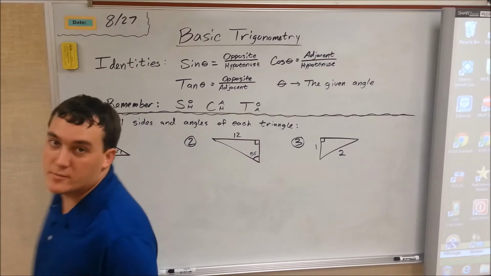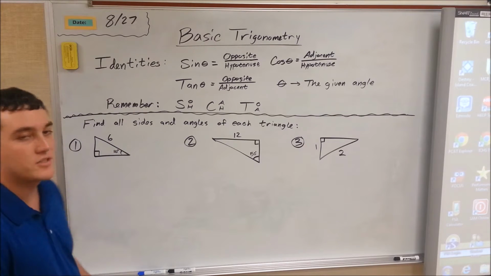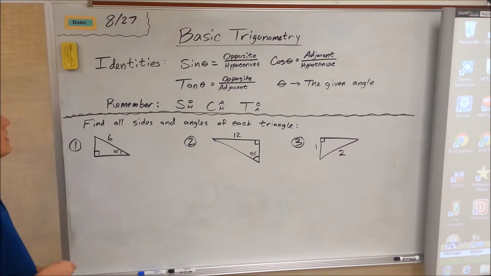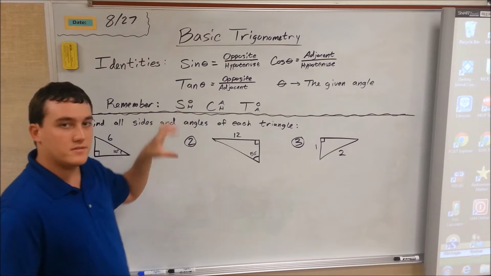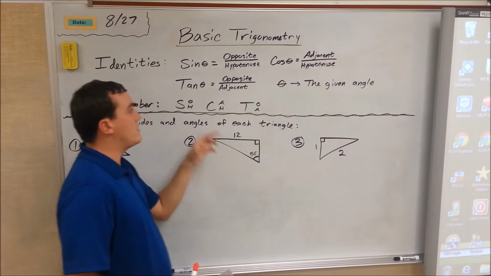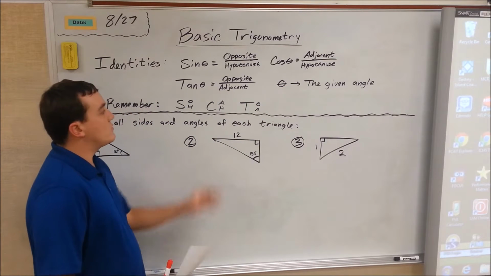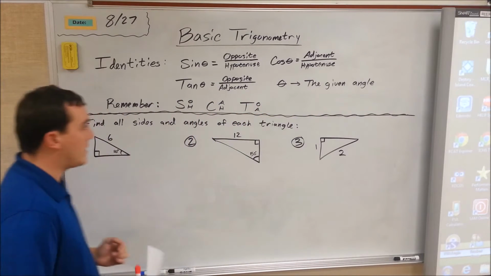Hello, today I'll be talking about basic trig. That's sine, cosine, and tangent, and just finding the different angles and sides of a triangle. All you need for that is to know the identities. Sine is opposite over hypotenuse, cosine is adjacent over hypotenuse, and tangent is opposite over adjacent, where theta, that symbol, is the angle that you get.